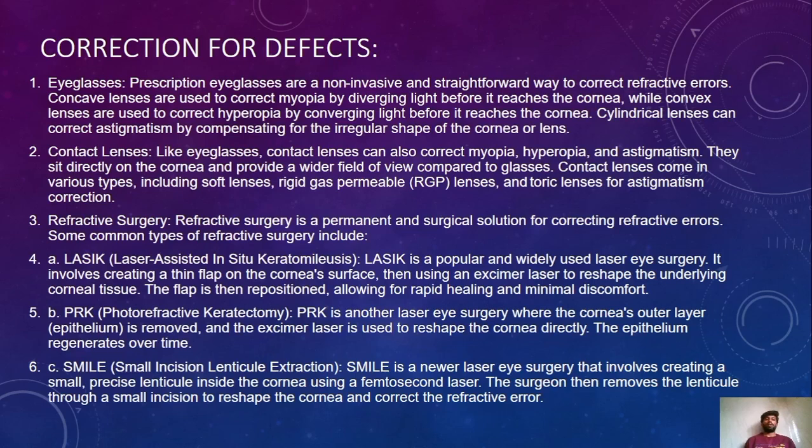Contact lenses. Like eyeglasses, contact lenses can correct myopia, hyperopia, and astigmatism. They sit directly on the cornea and provide a wider field of view compared to glasses. Contact lenses come in various types, including soft lenses, rigid gas-permeable lenses, and toric lenses for astigmatism correction.